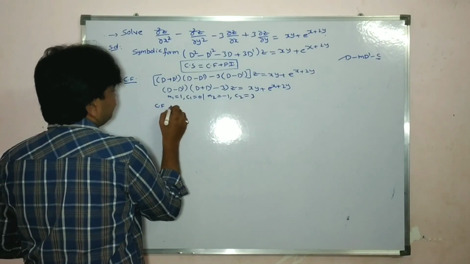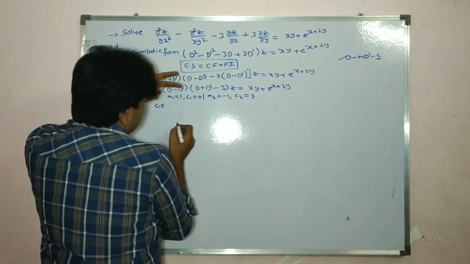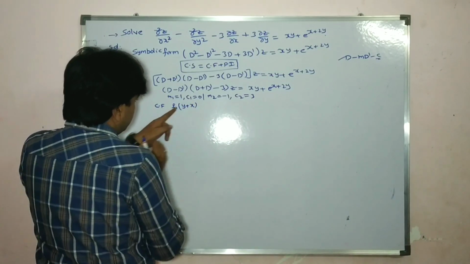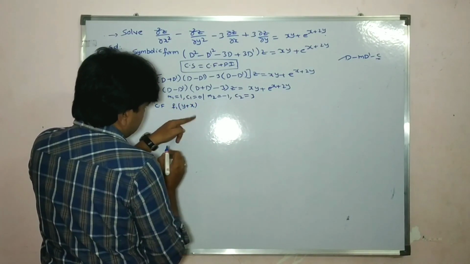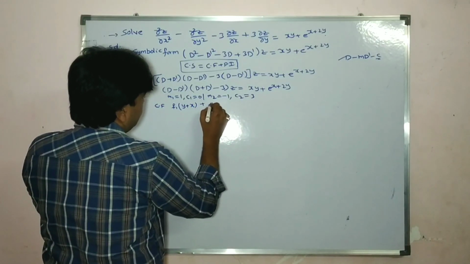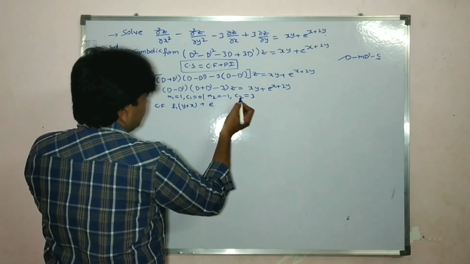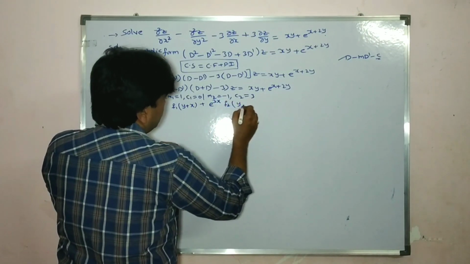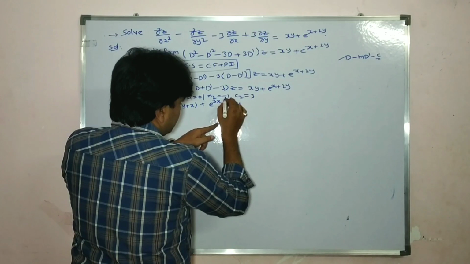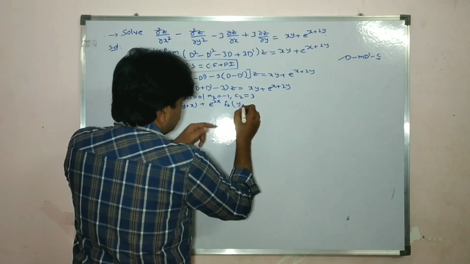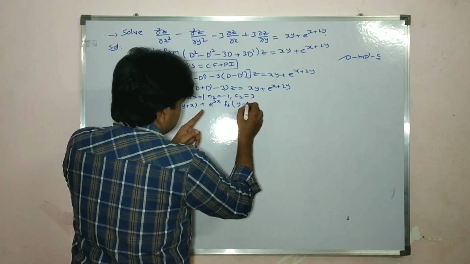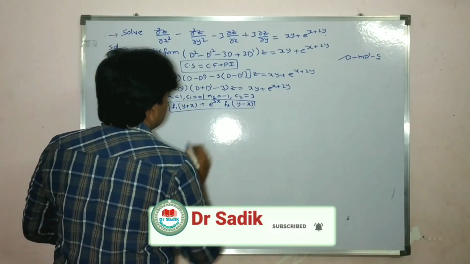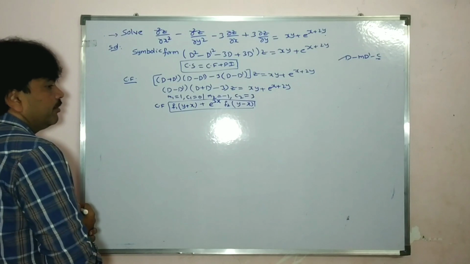Therefore, what is the complementary function, students? e power 0x, which we get as 1, so f1 of y plus m1 x, where m1 is 1, so x, plus e power c2 x, so e power 3x, f2 of y plus m2 x, but here it is minus 1, so minus 1 into x. This is the complementary function.